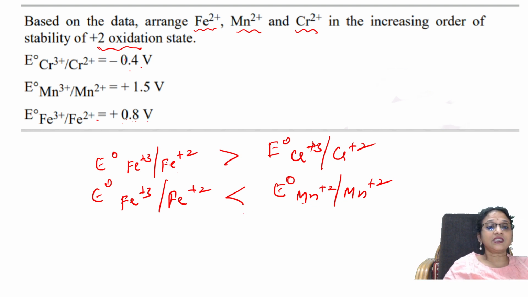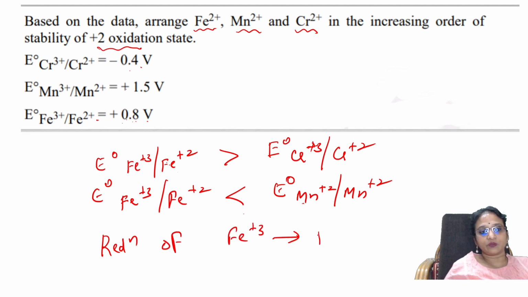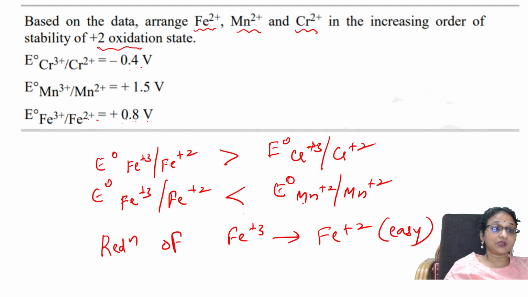So I can easily reduce Fe3+ to Fe2+. Correct? So what is happening now, students? Reduction of Fe3+ to Fe2+ is easy, because it is greater than Cr3+. So this is easy reduction. But for Mn it is very difficult. And if I compare with Cr2+, it is not as easy. Reduction is not easy. And that's why I look at the reduction potential.